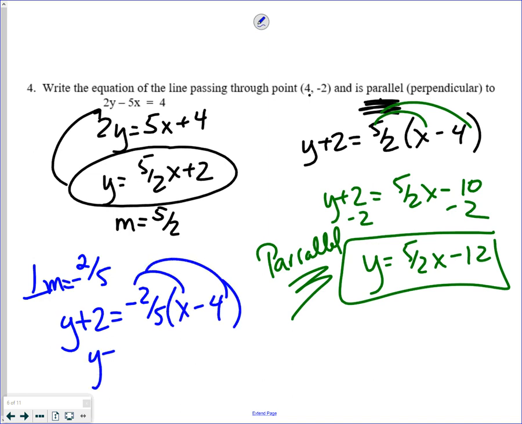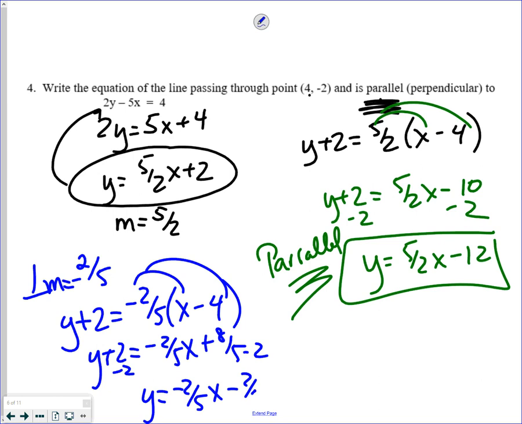Distribute. Negative 2/5 x plus 8/5, and then subtract 2. The answer to the perpendicular would be negative 2/5 x... So this one is for perpendicular.